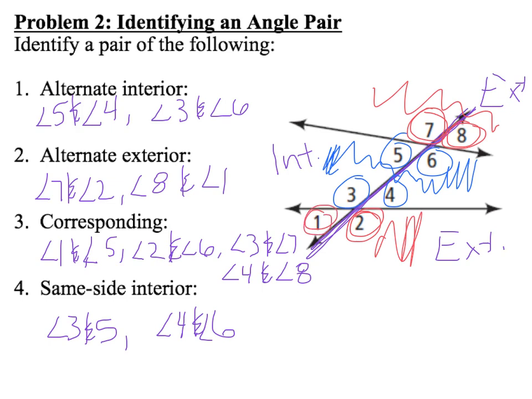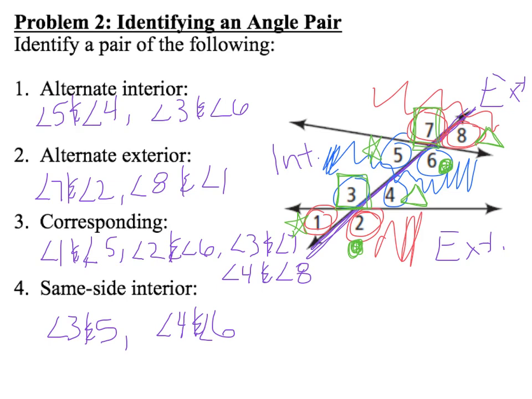Corresponding is next. Corresponding angles are on the same side of my transversal, one on the inside, one on the outside. Angle 1 is on the outside, so on the same side, the inside one would be angle 5. Angle 2 is on the outside, and angle 6 is on the inside. Angle 4 is on the inside, so angle 8 is on the outside. And angle 3 is on the inside, and angle 7 is on the outside. Again, one's in, one's out on the same side.